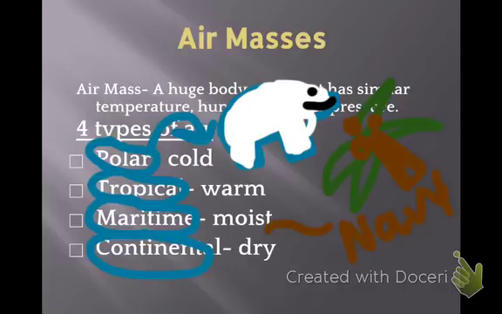Okay? And then, of course, we have continental, and you guys know that continental means continent, which is made of land. So if an air mass forms over the land, it's not going to be wet, it's going to be dry. Okay? So those are the 4 things that you need to know, and then we can put them together. So let's talk about that next.